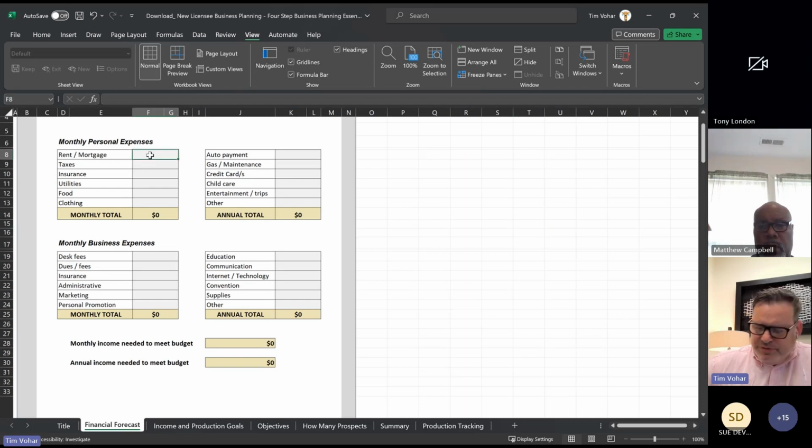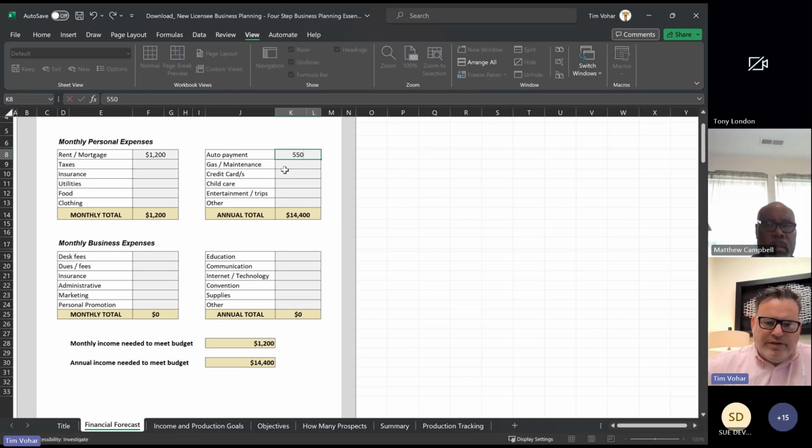And if I type something in here, let's put in 1200. You'll see this automatically calculates for you. And this gives you your monthly total. That's the auto total. I put in here my car payment. Now you can see there's my monthly total. There's my annual total. Anything you put in here will start to add up.